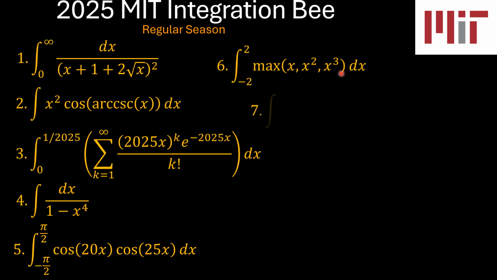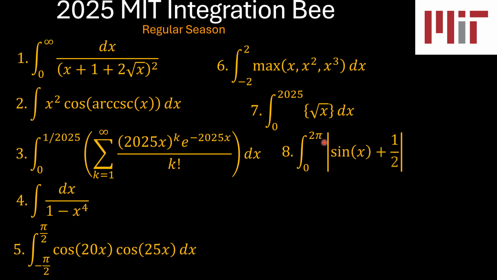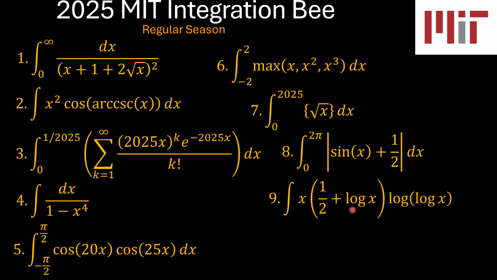So interesting problem. Problem number 7, we have the definite integral from x equals 0 to 2025 of the sawtooth function of the square root of x. Problem number 8, the definite integral from x equals 0 to x equals 2 pi of the absolute value of sine x plus a half. And problem number 9, an indefinite integral of x times open bracket half plus the natural logarithm of x close bracket times the natural logarithm of the natural logarithm of x.